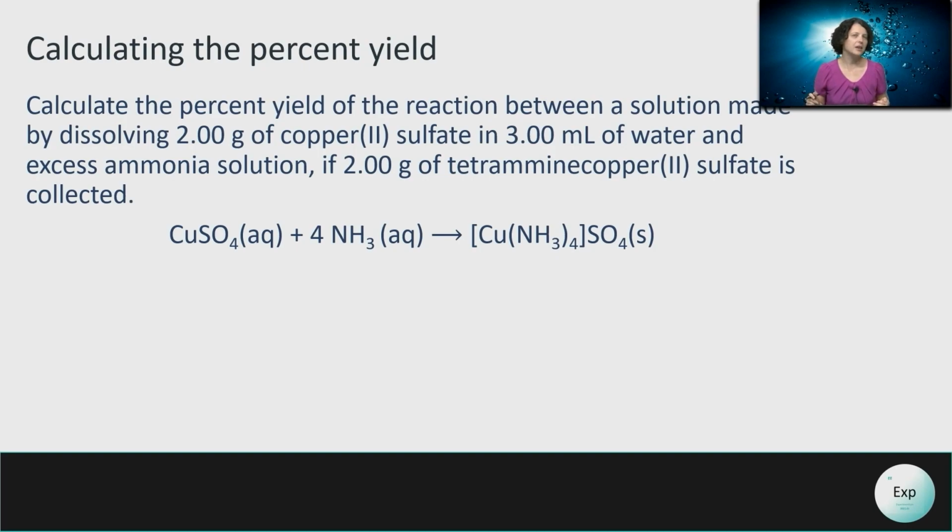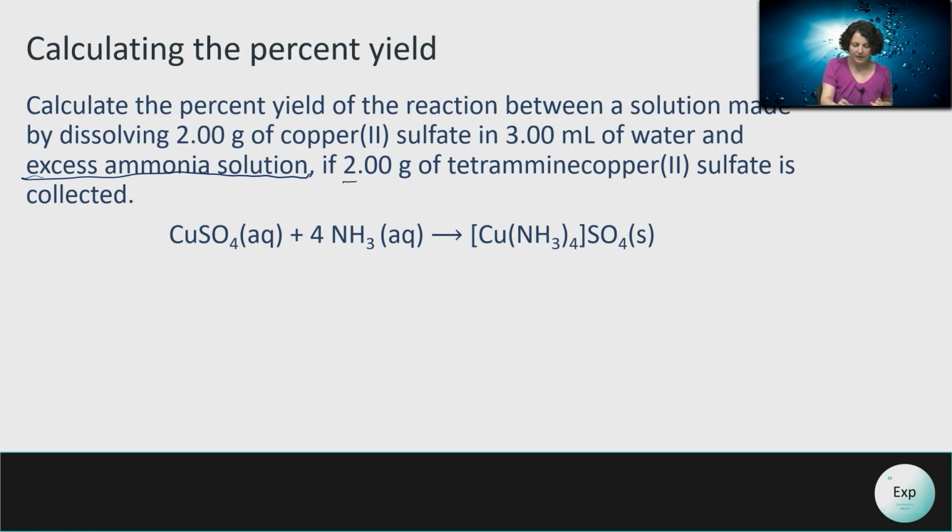So in this case, the first thing that we're going to do is identify that our problem already gives us all the clues we need to know that the copper 2 sulfate is our limiting reactant. If nothing else, it tells us that we're using an excess ammonia solution. So that clearly says ammonia is our excess reactant, and copper 2 sulfate will be the limiting reactant. So it will be enough to just do the calculation using that number to determine the theoretical yield.